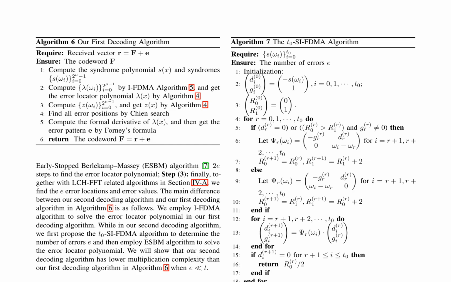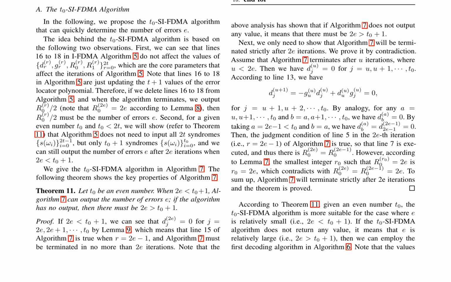This algorithm employs the IFDMA algorithm to solve the error locator polynomial and has a lower multiplication complexity than the second decoding algorithm when the number of errors is relatively small. The second decoding algorithm is introduced, which uses the T0SIFDMA algorithm to determine the number of errors and the ESBM algorithm to solve the error locator polynomial.